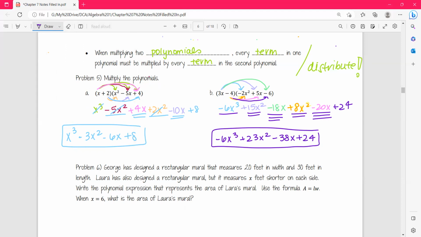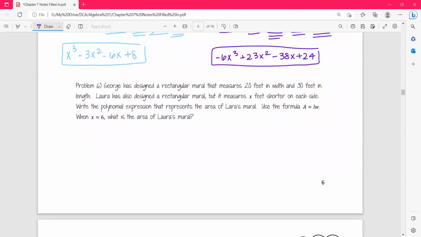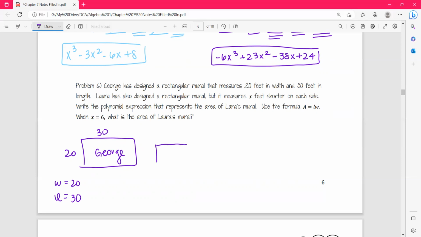It says, George has designed a rectangular mural that measures 20 feet in width and 30 feet in length. And I just write that and draw it as we go. Laura also has designed a rectangular mural, but it measures x feet shorter on each side. So this is George. Laura's is smaller, but we don't know how much smaller. It just says x feet shorter, so 30 minus x, 20 minus x.